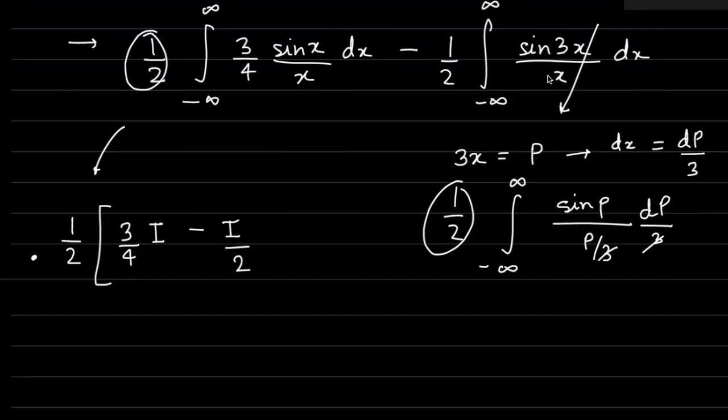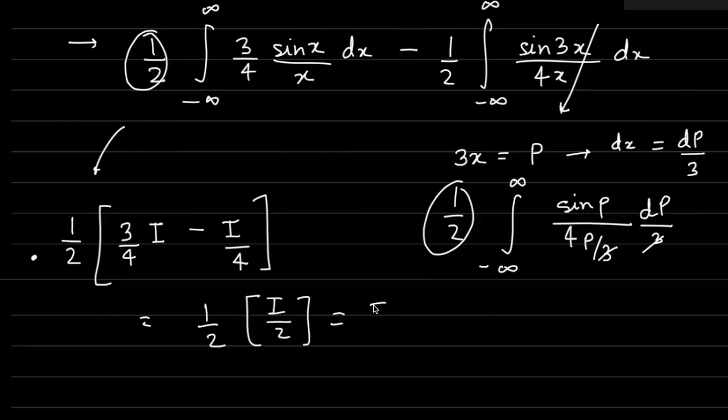Sorry guys, I missed a 4 here. It should have been here as well. And this will become I by 4, which in turn becomes half of I by 2, which is I by 4.